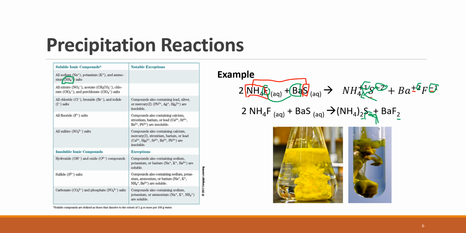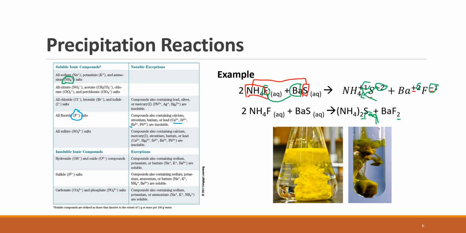So going over to the chart, we find fluorine on the chart, and it is right here. So it's saying fluorine compounds are generally soluble unless they're attached to calcium, strontium, barium, or lead.